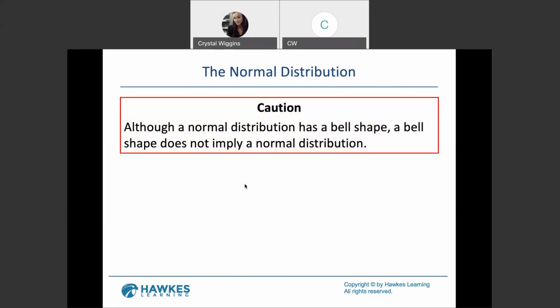Although a normal distribution has a bell shape, a bell shape does not imply a normal distribution. So be careful: if you see a bell shape, you cannot assume that it's normally distributed. It just has a bell-like look to it.